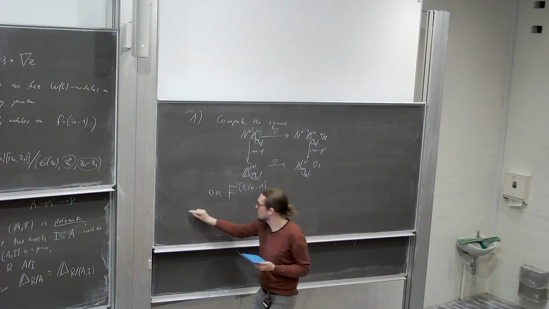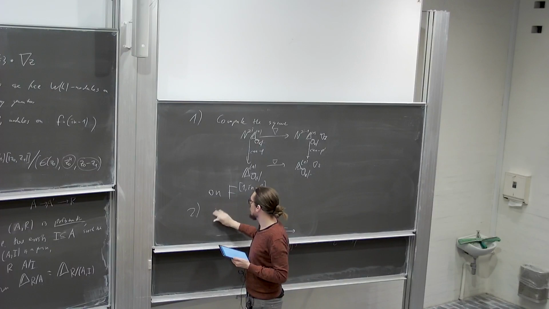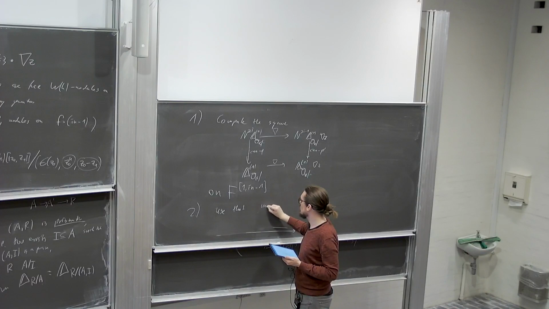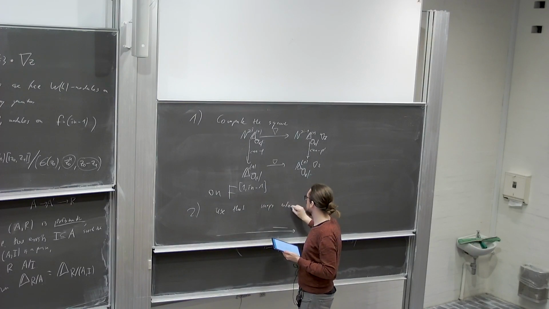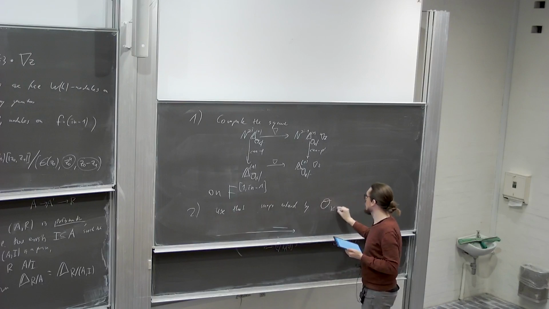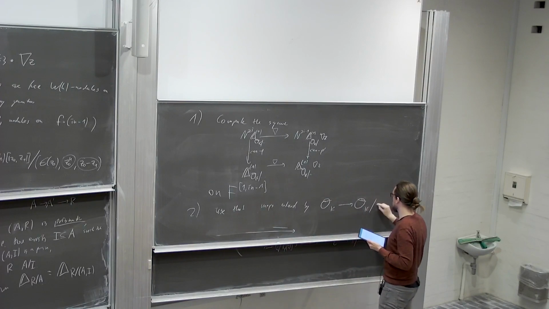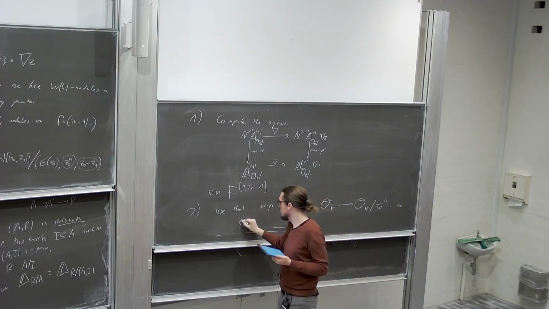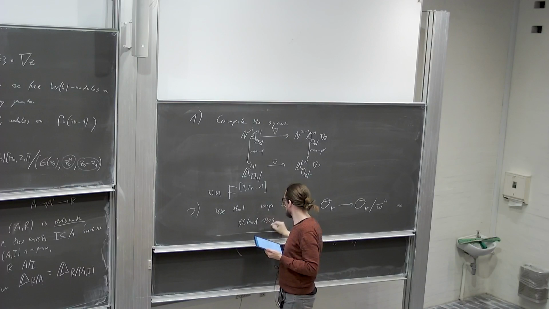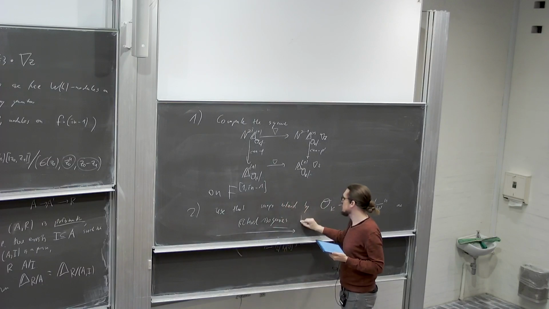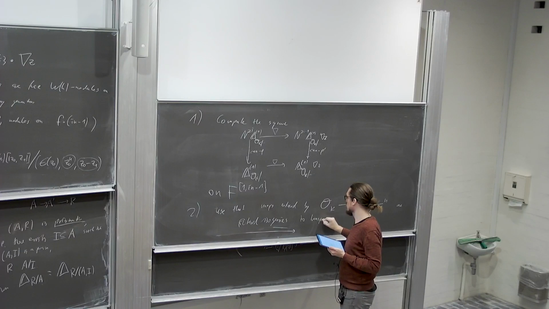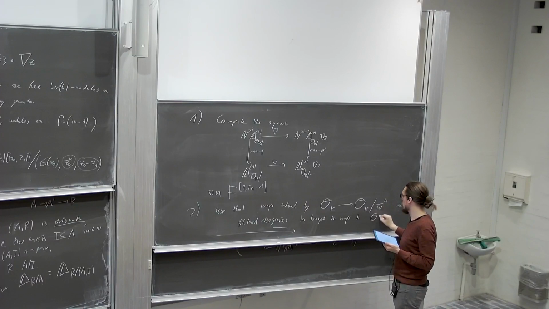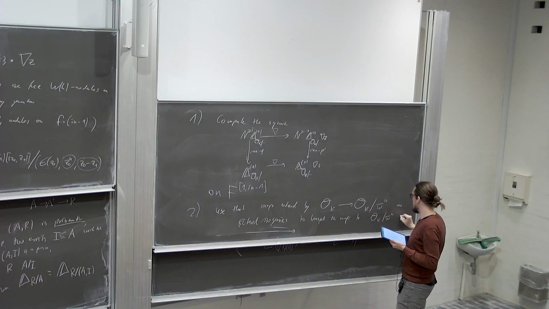And then the second part is we use that the maps induced by O_K mod to O_K mod pi to the n are filtered isogenies to transport the maps to the O_K mod pi to the n case.